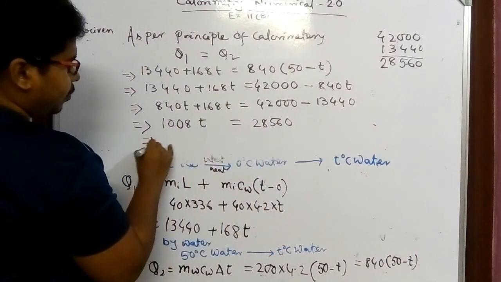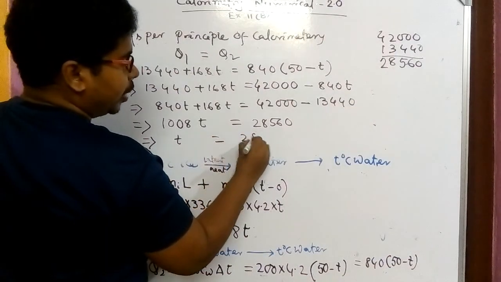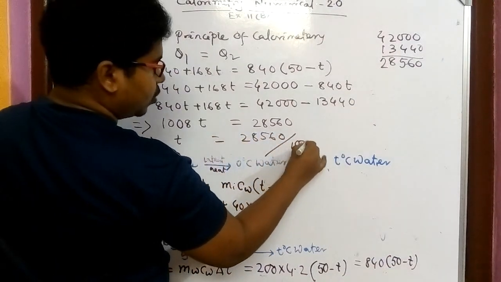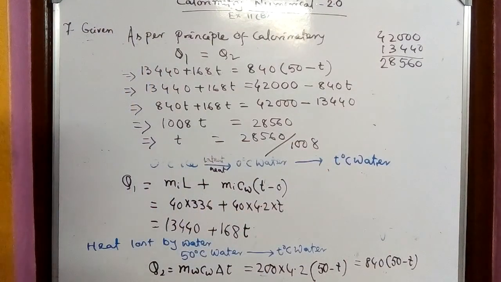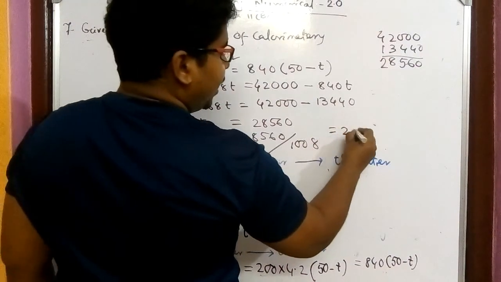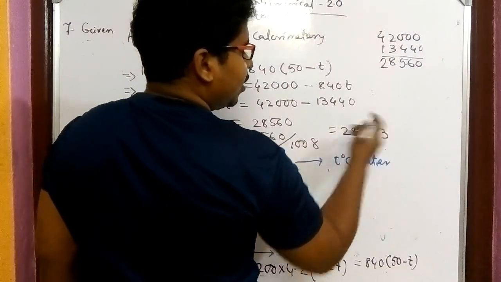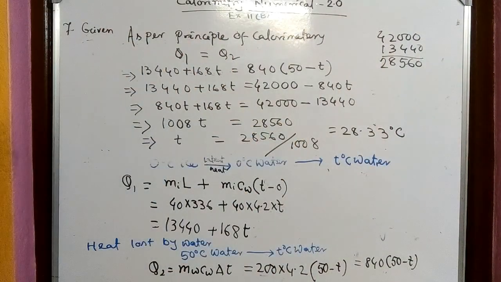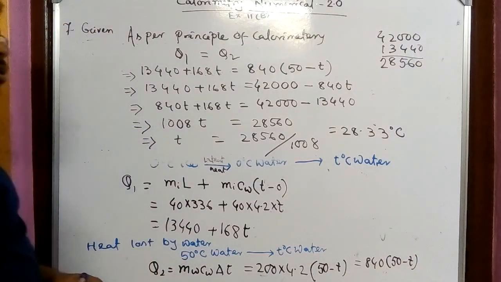And then T equals to 28560 by 1008. It's a big number. If you do it, it will come 28.3333 continuously, but you will take this 28.33 degrees centigrade. So here you see we are finding out the final temperature.